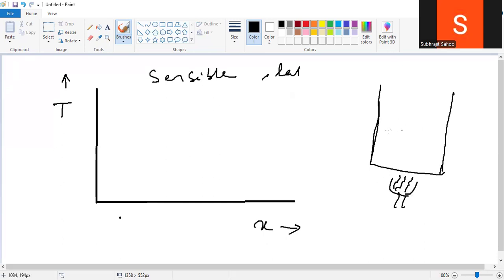This is a transparent container. Inside the container, I am keeping a piece of ice, 1 kg ice. Baraf ke gole, right? What is the mass here? 1 kg, right? Continuously I am supplying heat here.